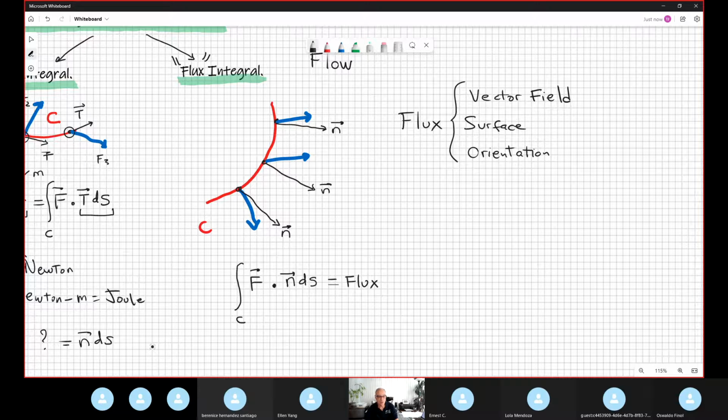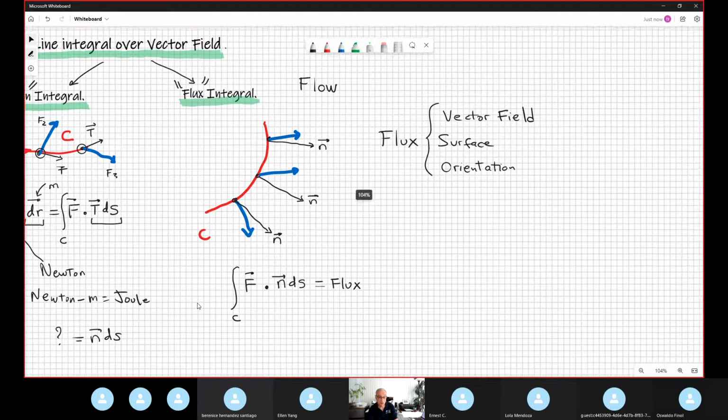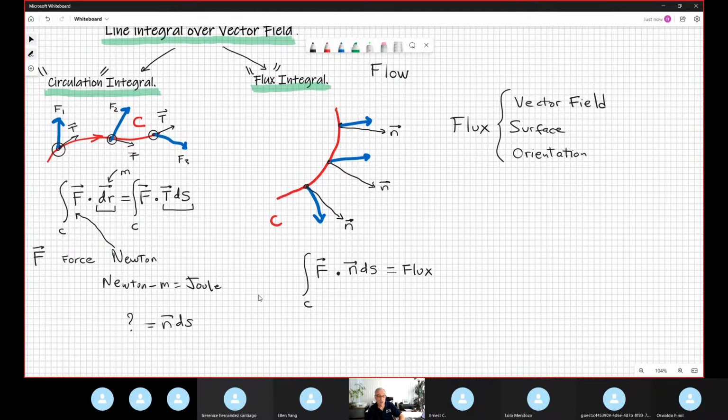Okay, all right, now let's come back again to the picture. And I want to find the physical meaning of the flux. I need to do something similar to what I did in the circulation, which was work. In this case, I suppose that the vector field F is not force, it's velocity.